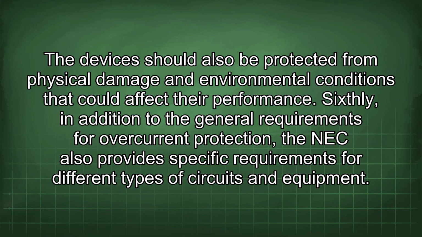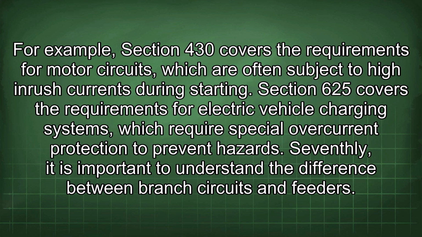Sixthly, in addition to the general requirements for overcurrent protection, the NEC also provides specific requirements for different types of circuits and equipment. For example, Section 430 covers the requirements for motor circuits, which are often subject to high inrush currents during starting. Section 625 covers the requirements for electric vehicle charging systems, which require special overcurrent protection to prevent hazards.